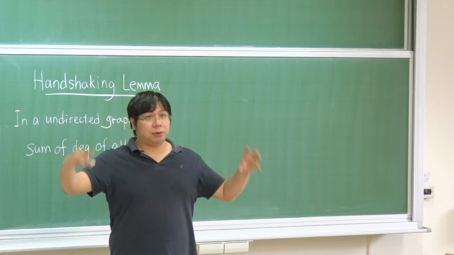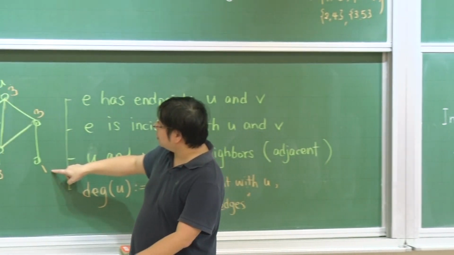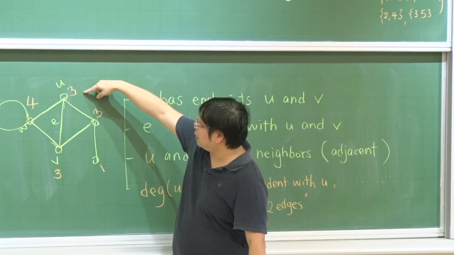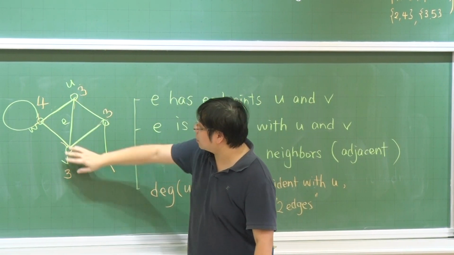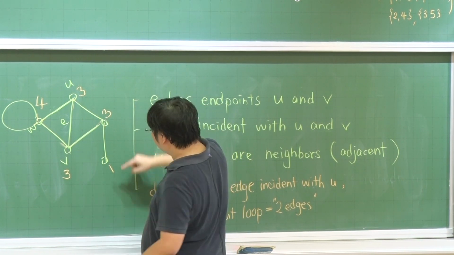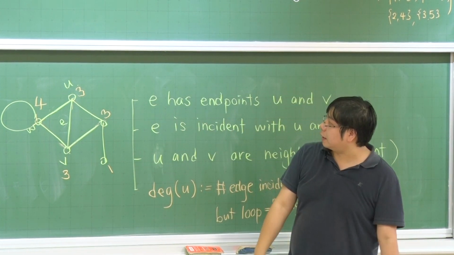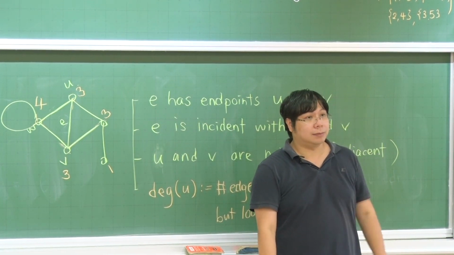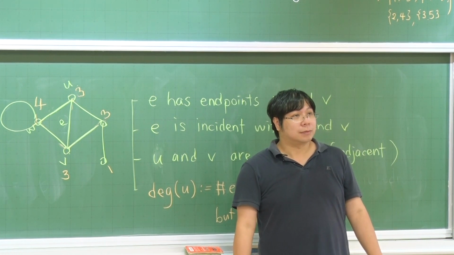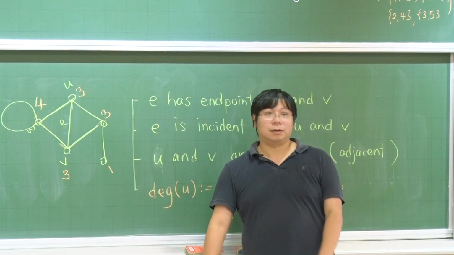If you sum up the degree of every vertex, here it is 1 plus 3 plus 3 plus 4 plus, sorry, this is not 1, this is 3. So 1, 3, 3, 4, 3. If I add all the numbers up, it has to be even. It has to be even. Why?